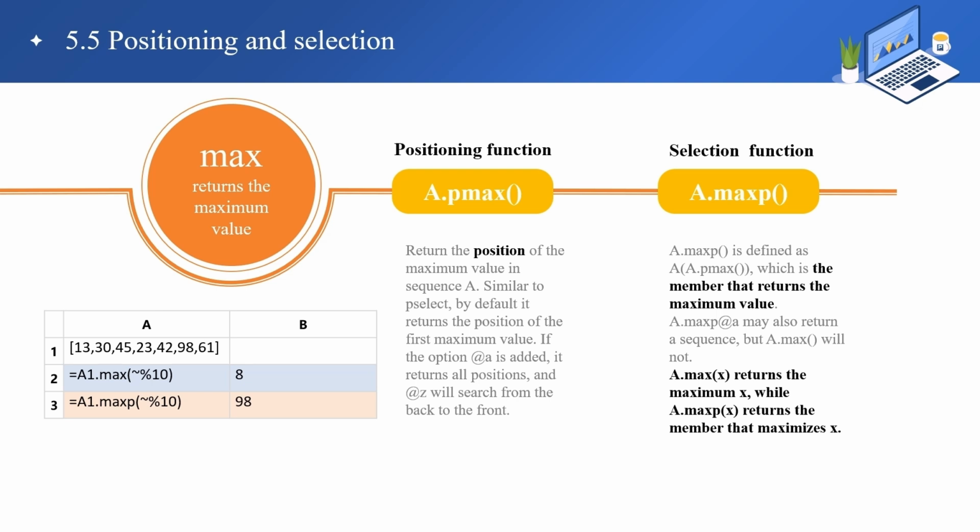Maxp returns a member or sequence of members, and is a selection function. Like the positioning function, the selection function is also a big kind of operation. Of course, there is also the minp function.